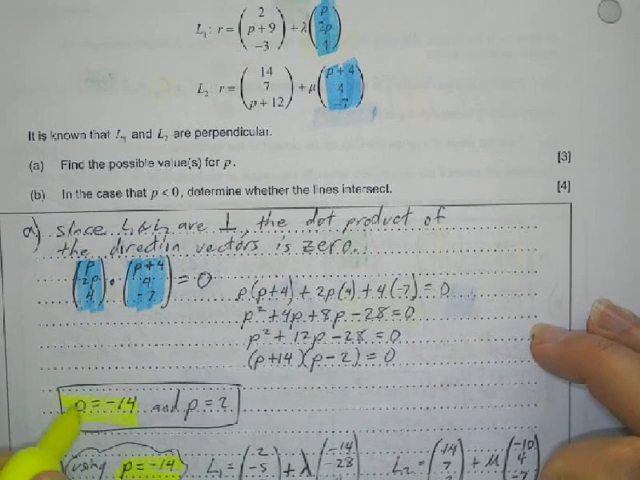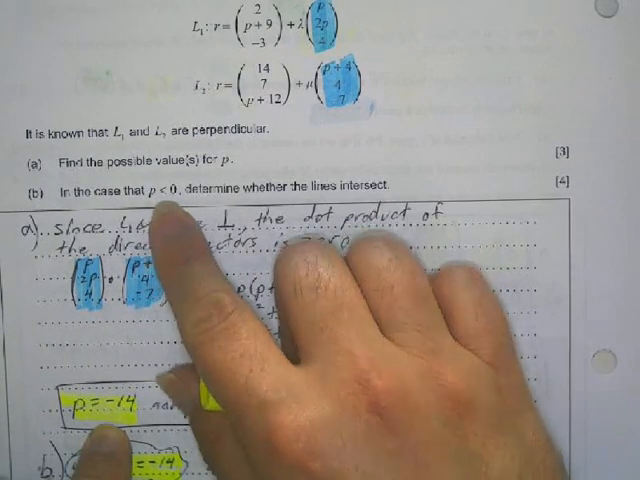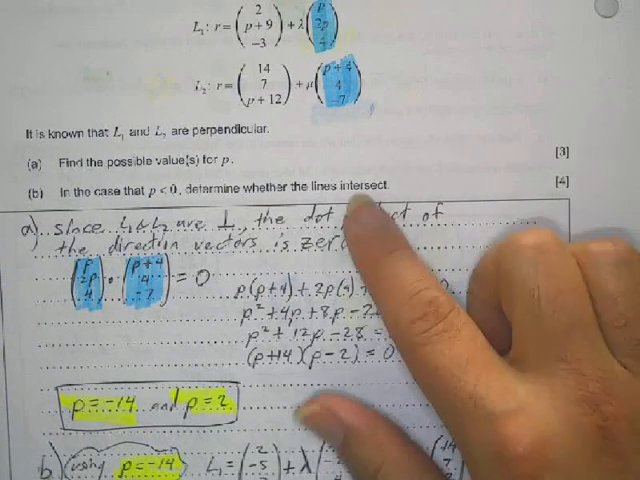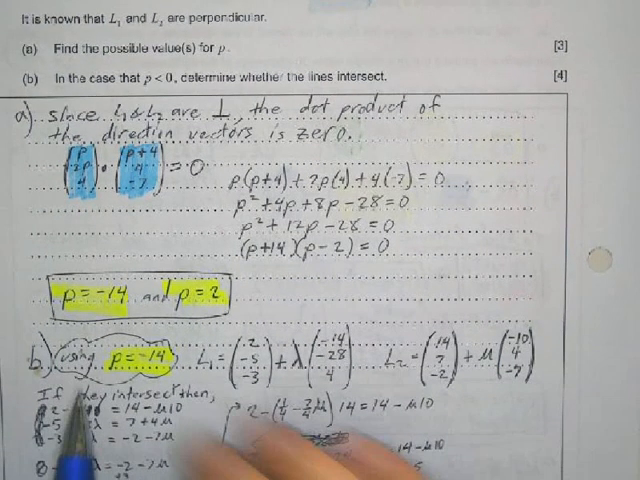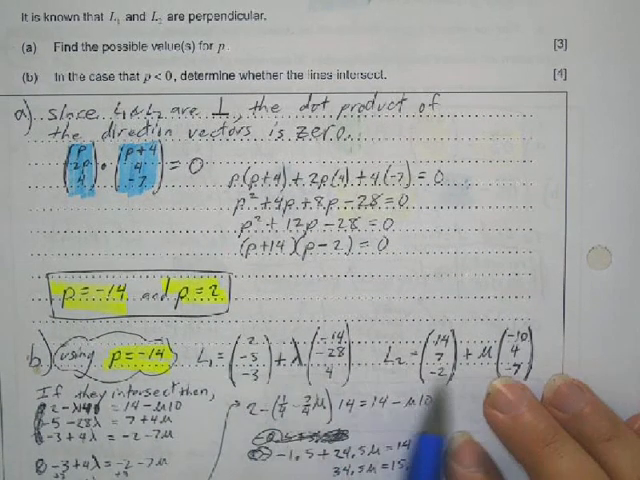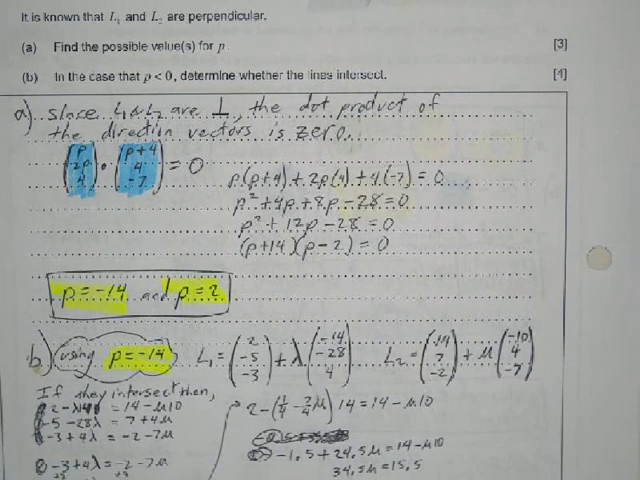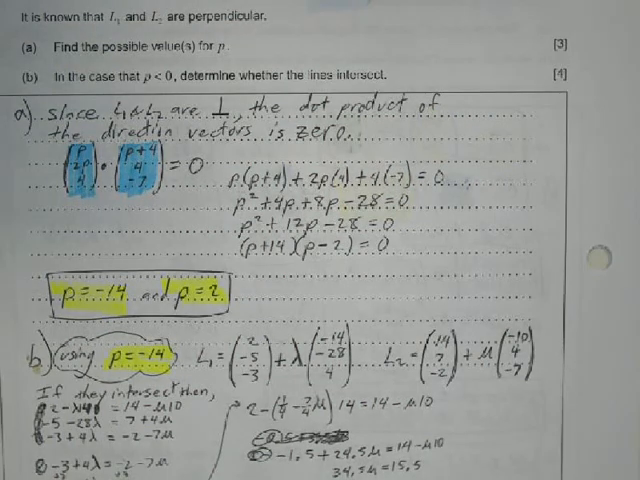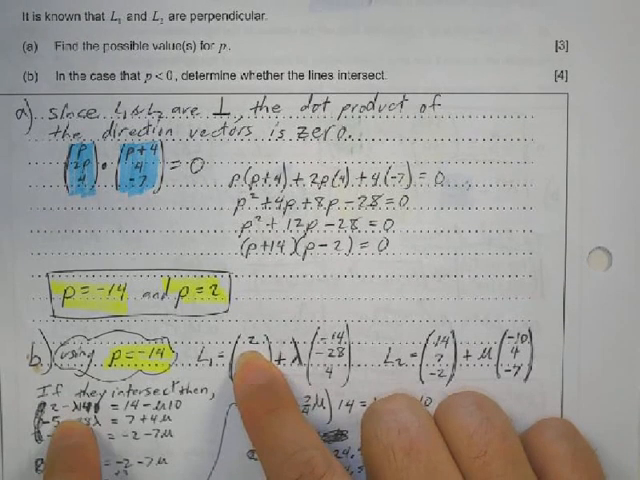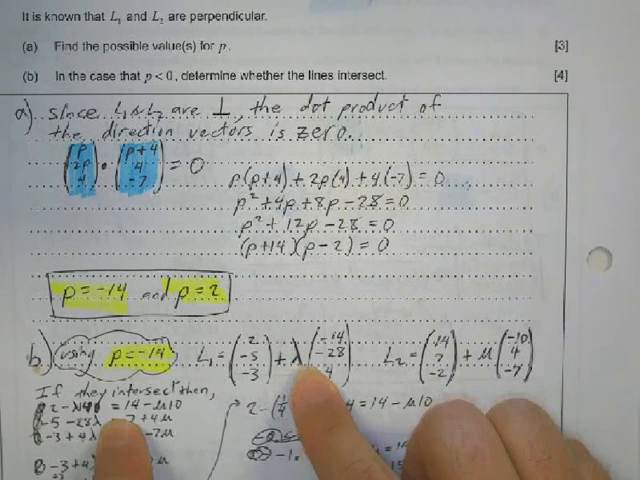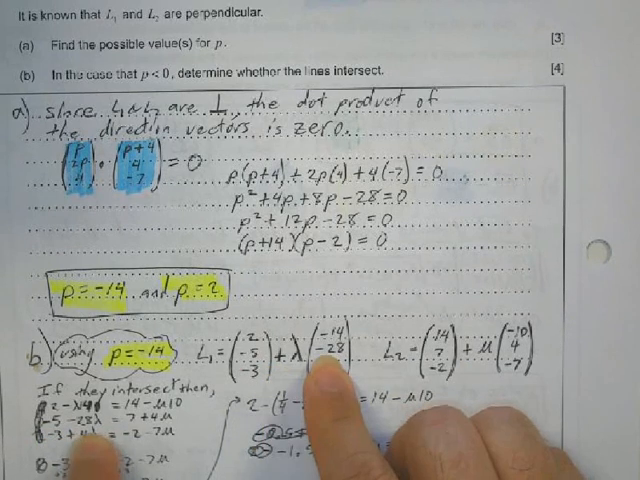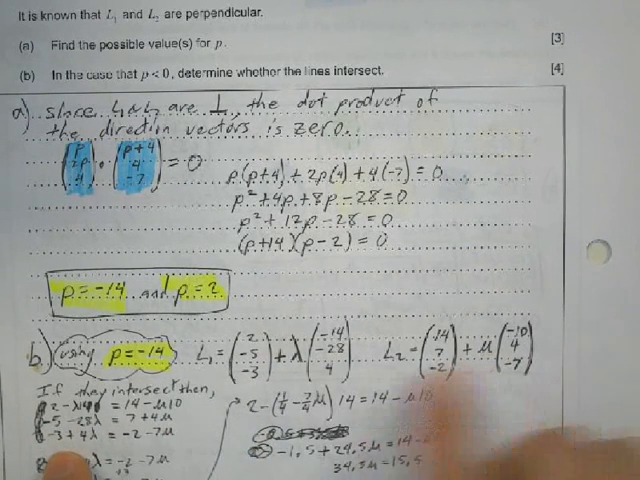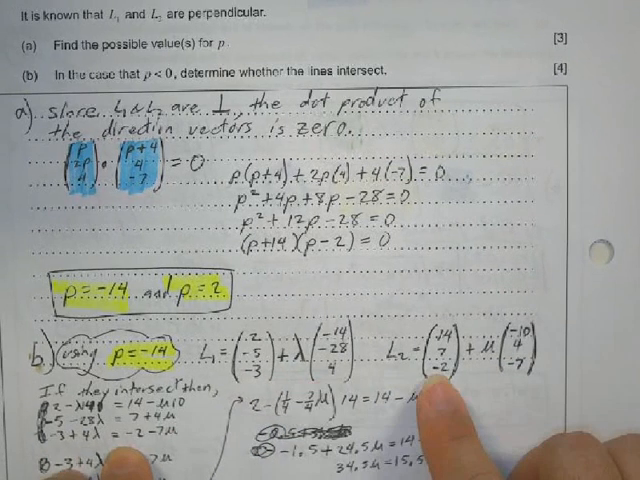We got these two values, but in the example, when p is less than 0, determine whether the lines intersect. If the lines intersect, that means these equations will be equal. So basically, I'm going to take this equation here and this equation here, and I could take any two lines. So I took 2 minus 14 lambda equals 14 minus 10u. And I also took negative 5 minus 28 lambda equals 7 plus 4u. And negative 3 plus 4 lambda equals negative 2 minus 7u.